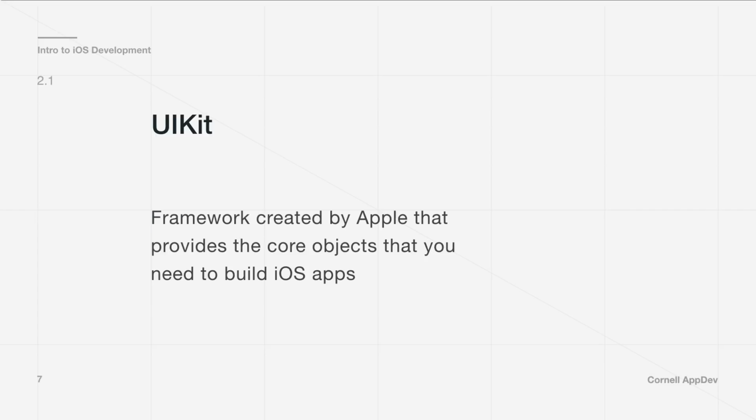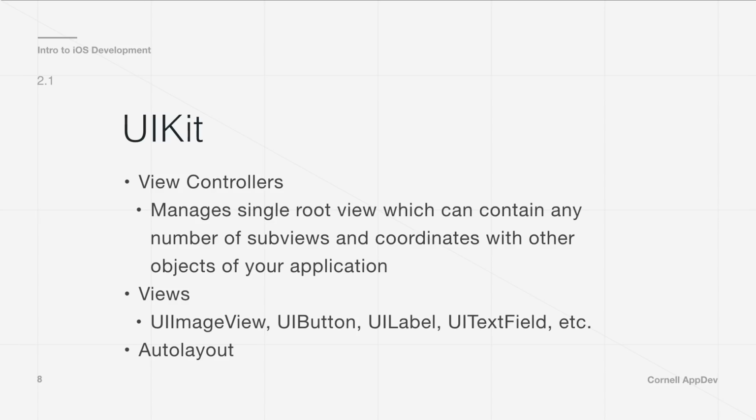So now we're going to talk about UIKit. What is UIKit? UIKit is a framework created by Apple, given to us to help us create iOS applications. There are three main parts of UIKit that we're going to be using. The first are view controllers, whose job is to manage its root view, and inside of that root view you can add any number of subviews. Its other job is to also coordinate with other objects in your application.